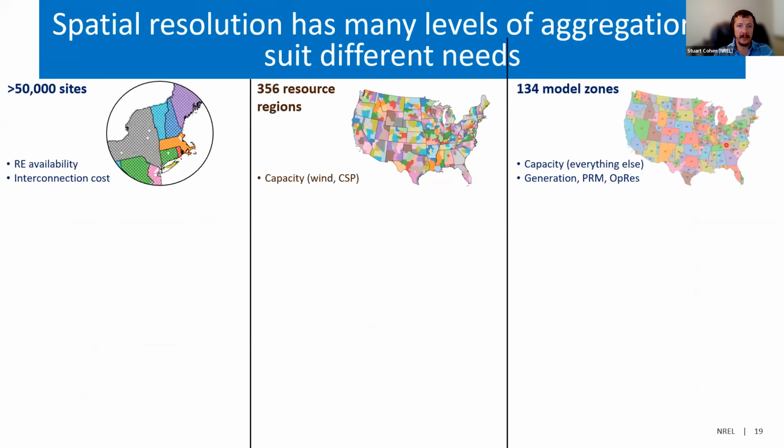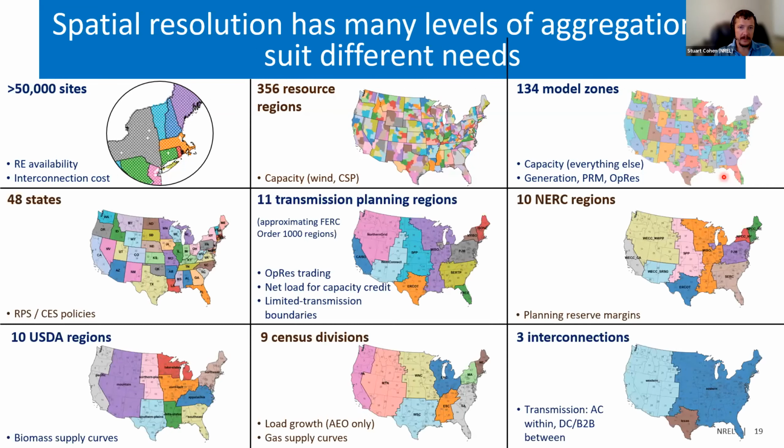Spatial resolution also has a lot of different forms. So I'm just gonna get all this on there. For renewables, we actually do have some capabilities where if you want, you can represent some site level renewable data. Again, there's always a trade-off between computational complexity and accuracy. But we also generally have 356 resource regions for wind and CSP.